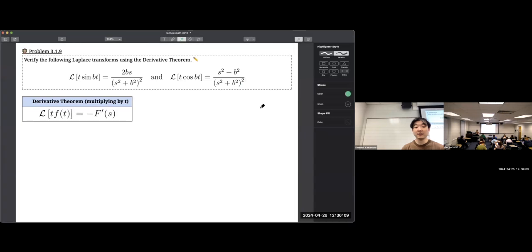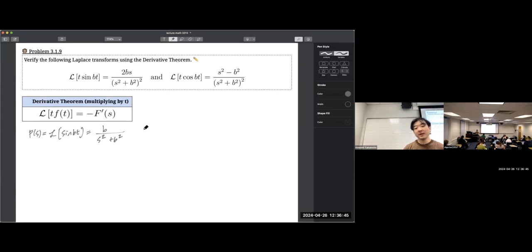This one requires using the derivative theorem because they're both being multiplied by t. So there's only the derivative theorem. What we're going to do is compute the Laplace transform of this. The sine of t is like our f of t. So we're just going to say Laplace transform of sine of bt. Well, we know that's b over s squared plus b squared. That's from the table.